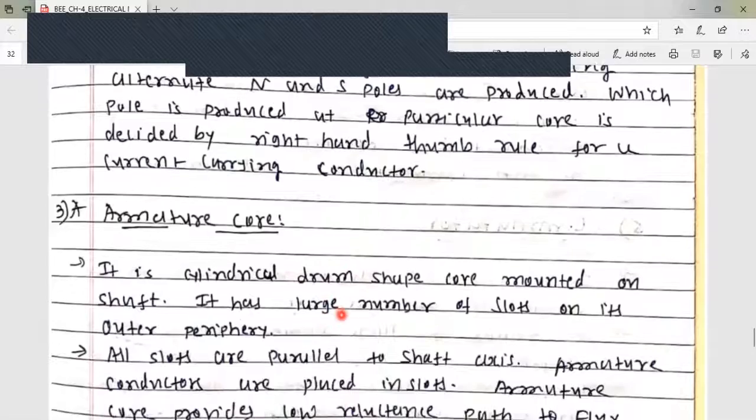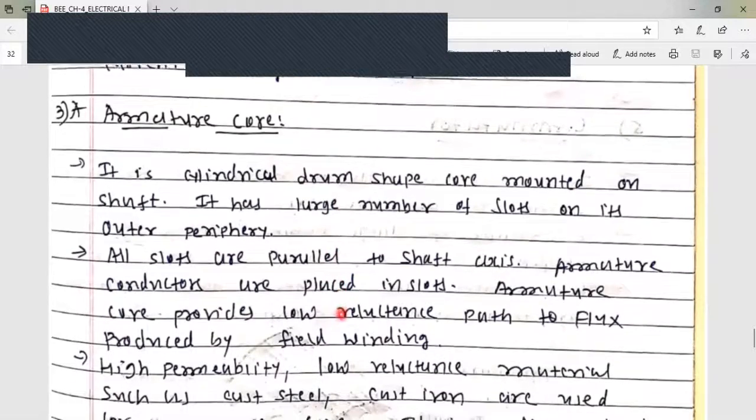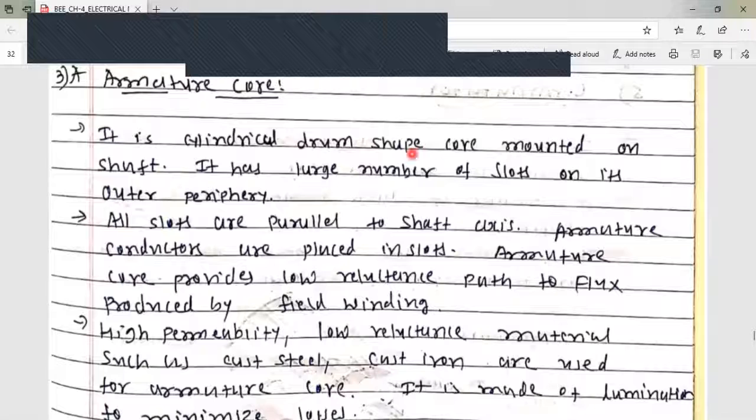Now next is the armature core. It is a cylindrical drum core mounted on the shaft. So basically the armature core is wound on the shaft as we have seen in the figure. It has a larger number of slots on its outer periphery. All slots are parallel to the shaft axis. Conductors are placed in those slots. They are also known as armature conductors. Armature core provides a low reluctance path to the flux produced by the field winding.